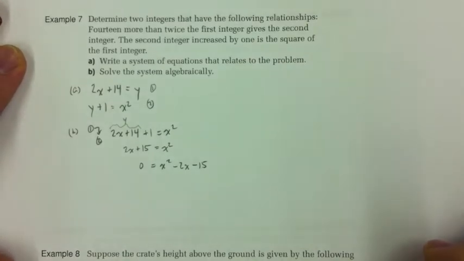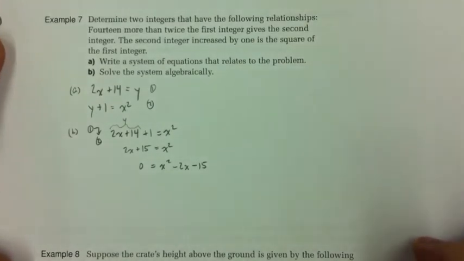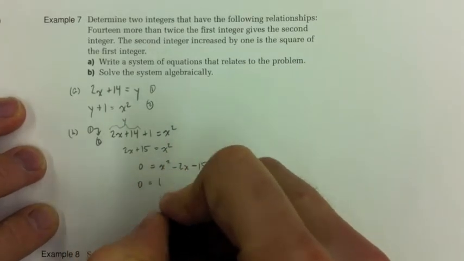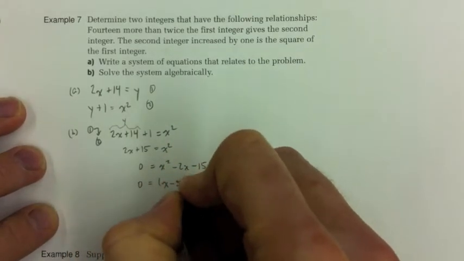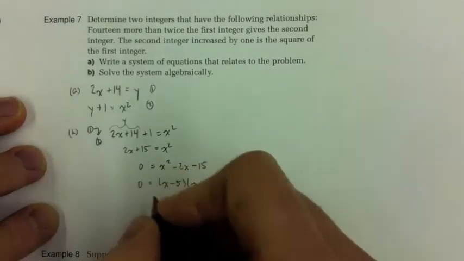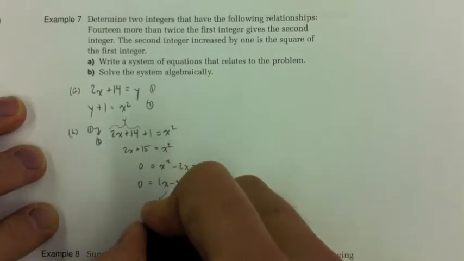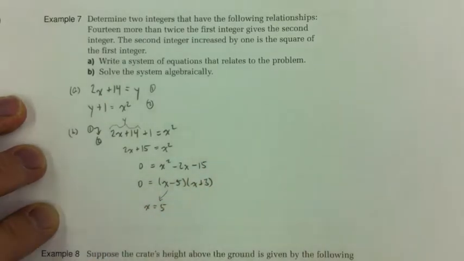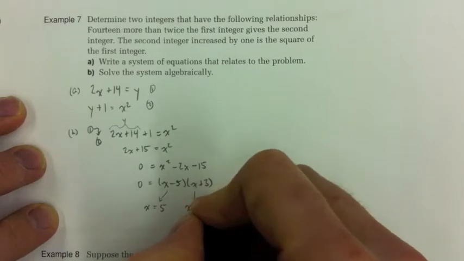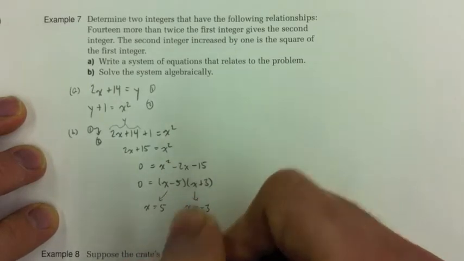Thankfully, to solve this quadratic equation, I don't have to use the quadratic formula because I recognize that I can factor this as x minus 5 and x plus 3. The first factor gives me a solution of x equals 5. The second factor gives me a solution of x equals negative 3.